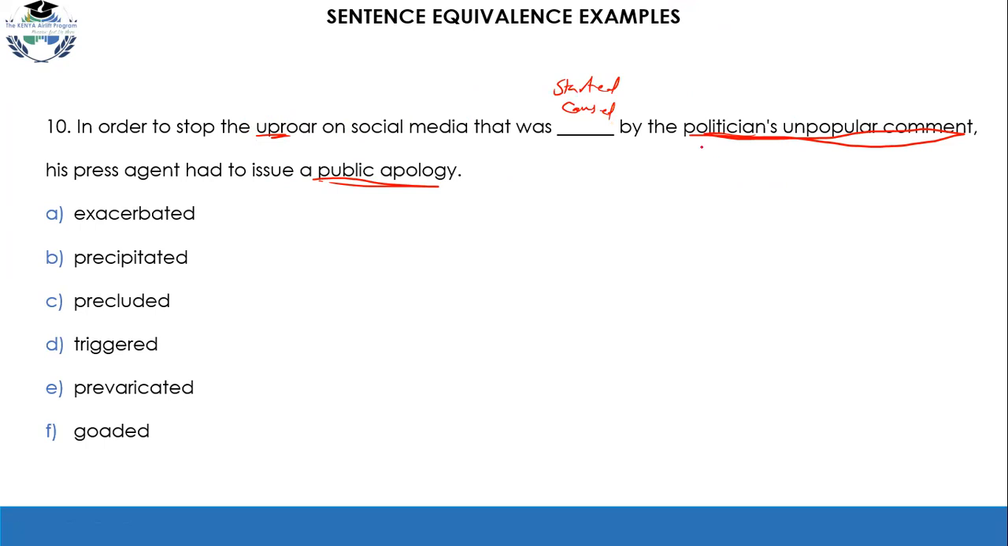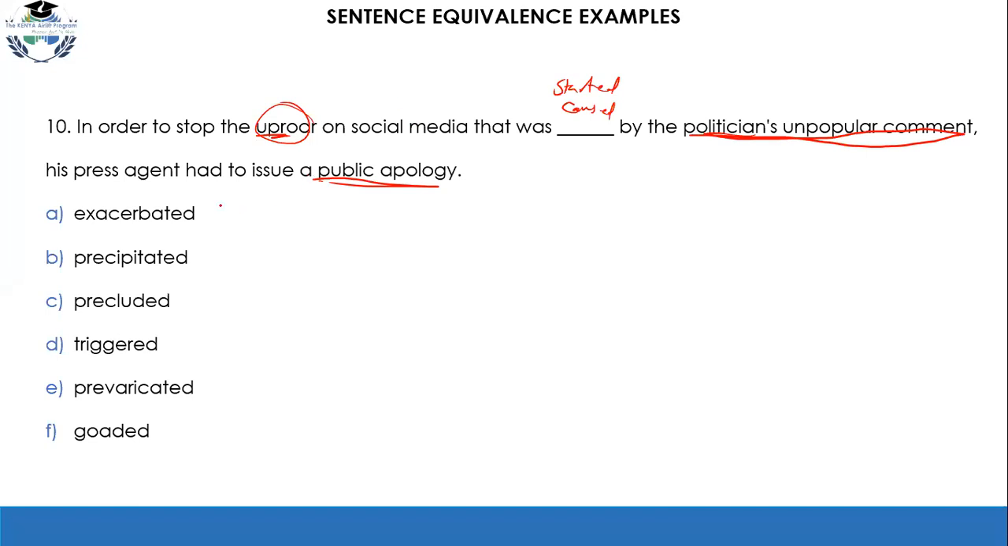So his comments were so unpopular, right? So his comments made people online go on social media, go crazy, right? So something he said started this uproar. So whenever we are looking for a word, we need something that means it started, or increased, or something like that. So let's look at these answers. We have exacerbated, precipitated, precluded, triggered, prevaricated, or goaded, right?